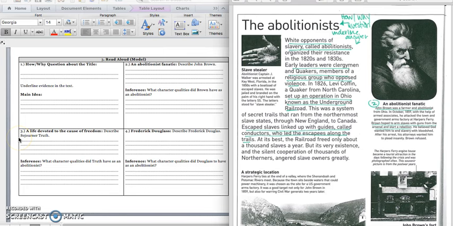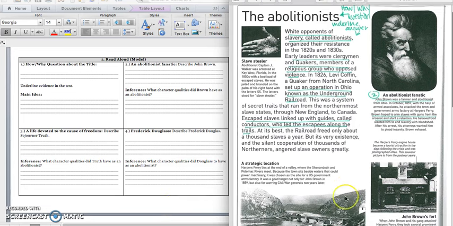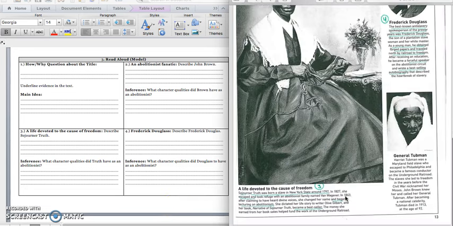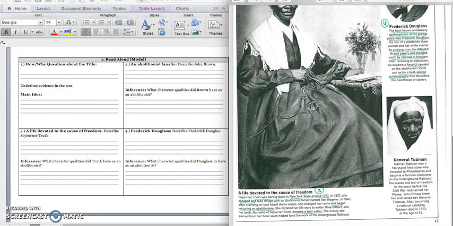It's titled A Life Devoted to the Cause of Freedom. And so I'm going to look for that title for the pictures, and it's at the bottom of page 13. And so I'm going to read this caption. Alright, and it asks me to describe Sojourner Truth. So as I'm reading the caption, I'm going to underline evidence about Sojourner Truth.